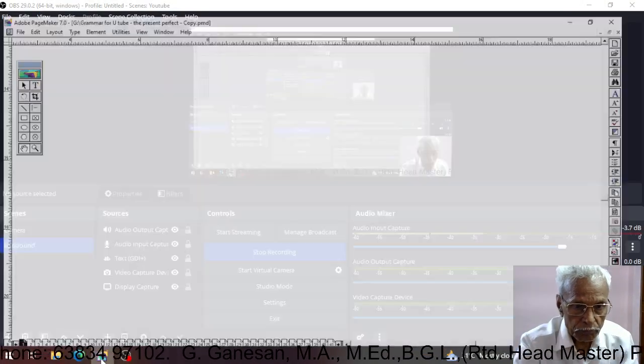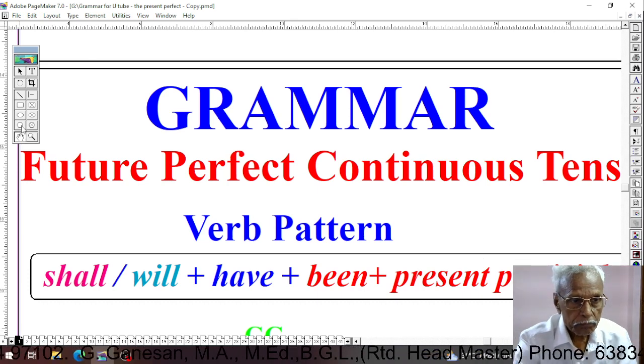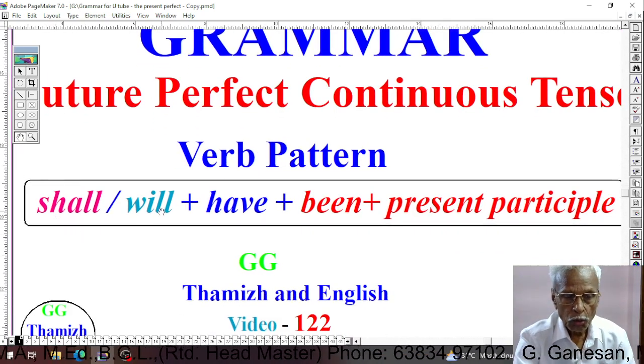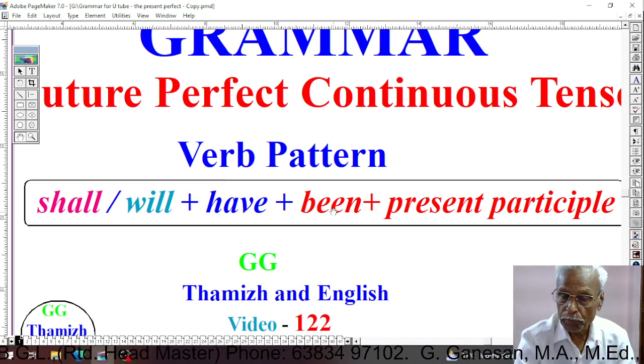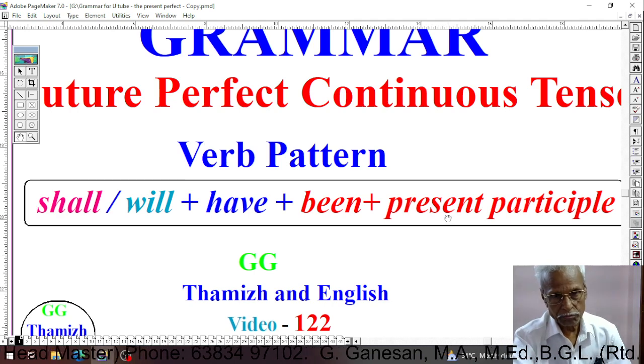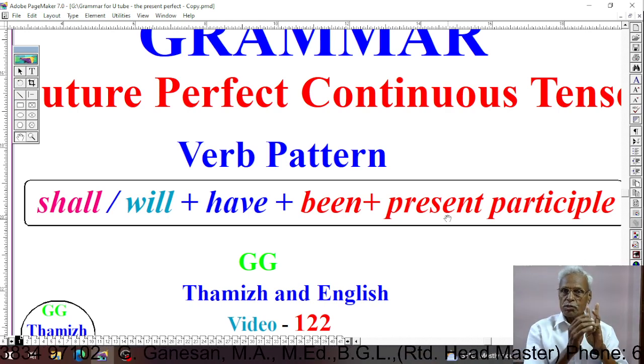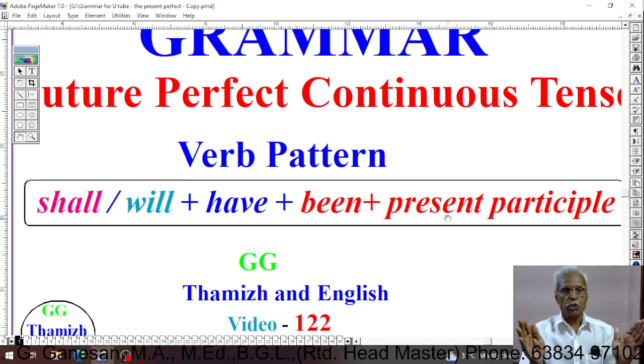In future perfect continuous tense, 4 verbs are used. Let us see what they are. Future perfect continuous tense, verb pattern: shall or will, second verb have, third verb been, fourth verb present participle. Thus, in future perfect continuous tense, 4 verbs are used. First one is shall or will, second one is have, third one is been, fourth one is the present participle of the final verb.